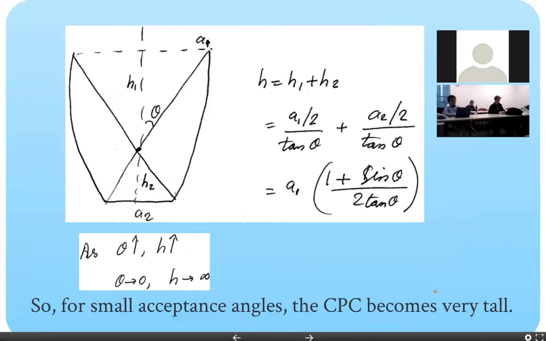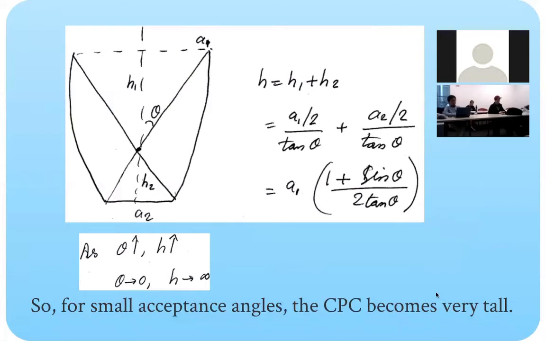So let me summarize what this means. If you want very high concentration, you have to give two big penalties. One, your acceptance angle becomes very small, which means that you can only get a small fraction of light coming straight through, and you have to track the sun very precisely if you're doing it for sunlight. Number two is that your CPC starts getting very tall, and it becomes more impractical for installation.